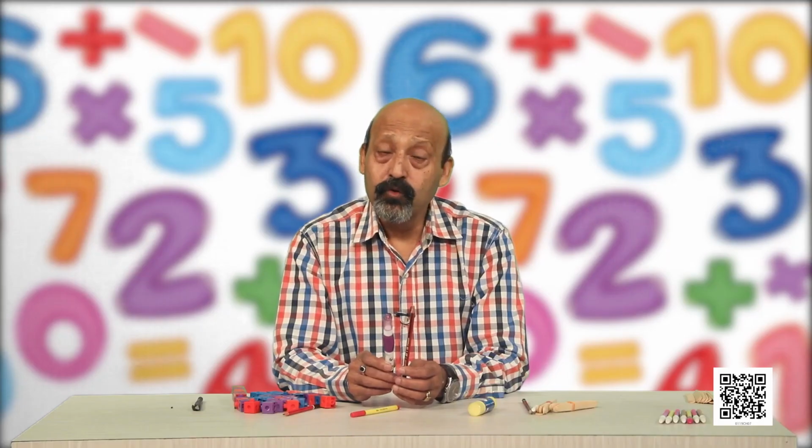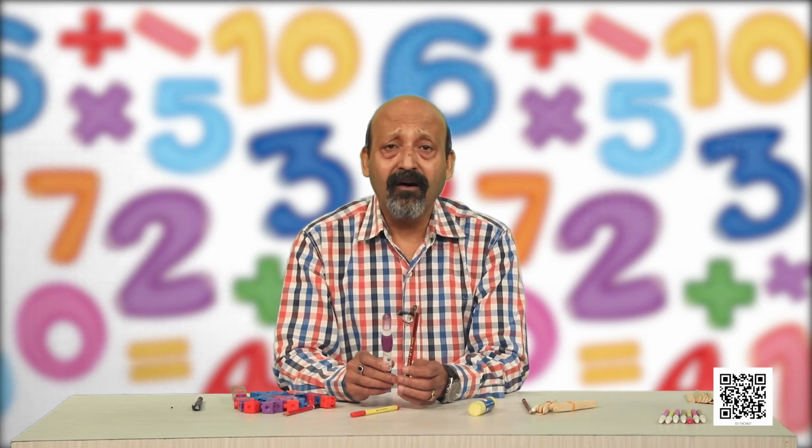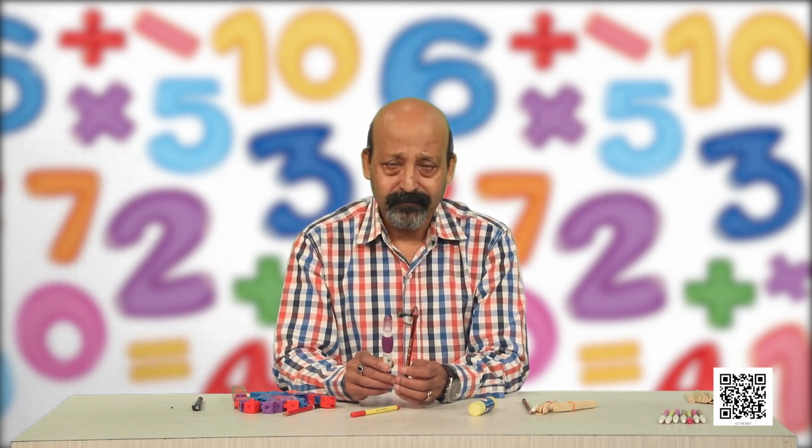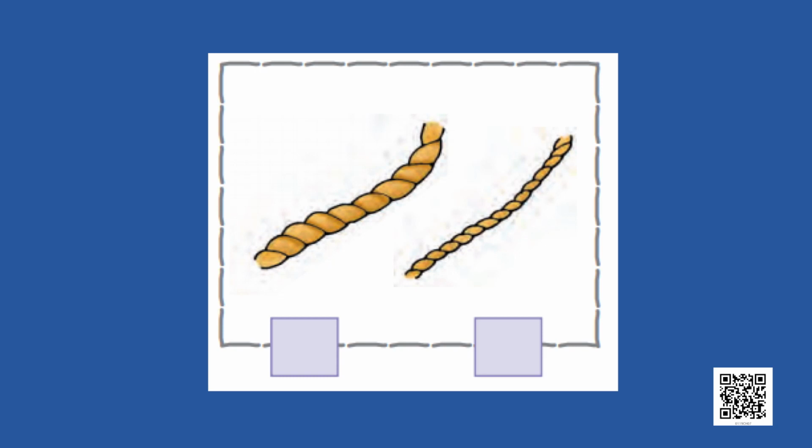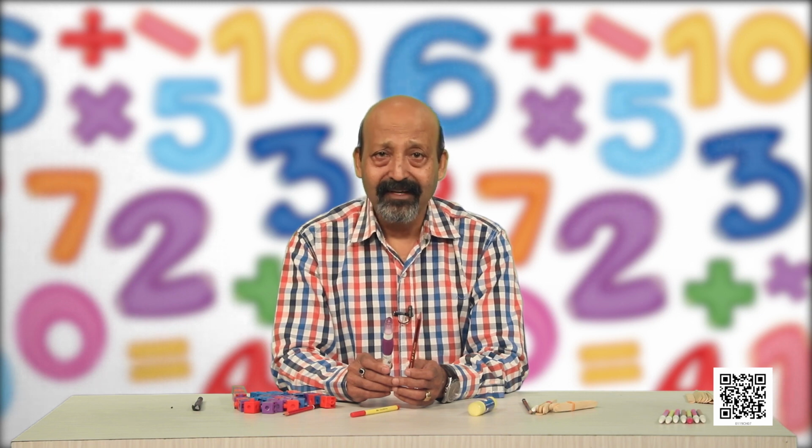We use it for thread or rope also. There are two pieces of rope. One piece is thicker, another is thinner. Can you tell which one is thinner and which one is thicker? Try to find. Yes.